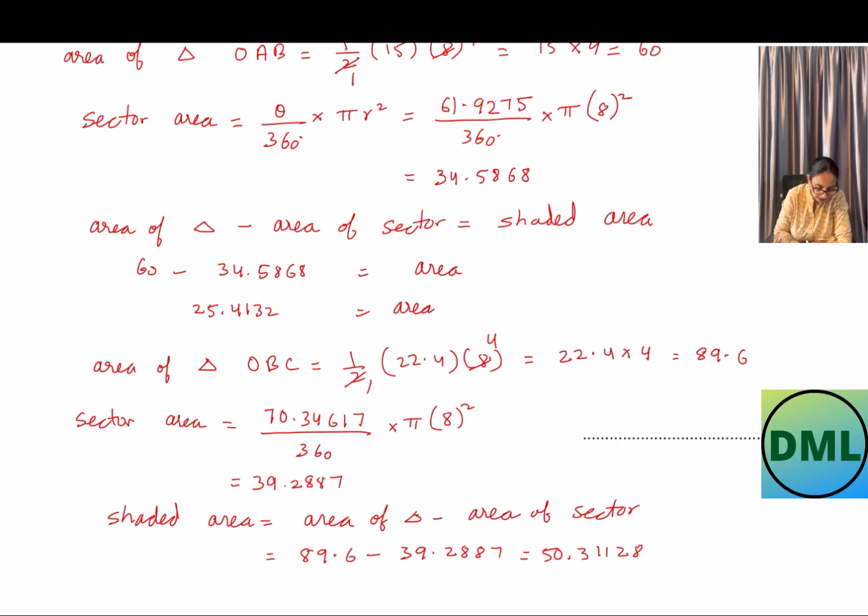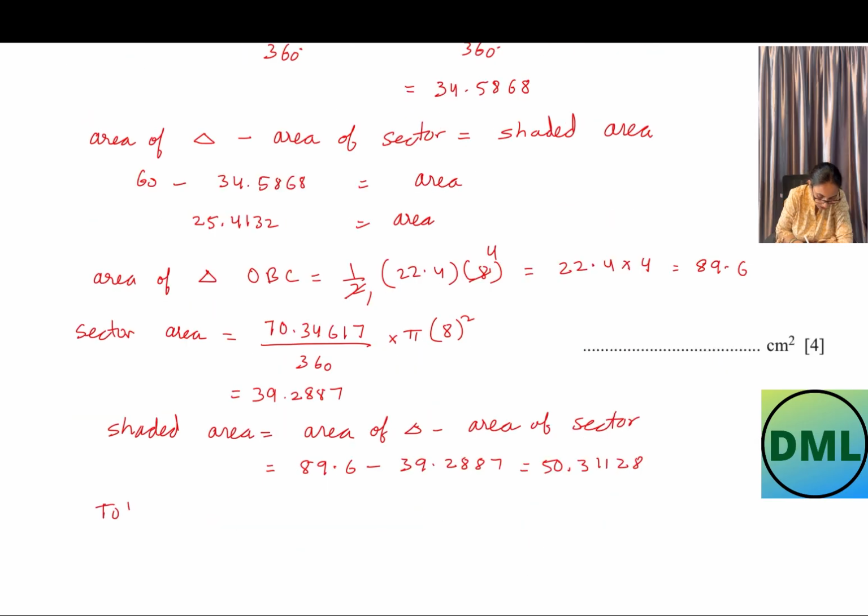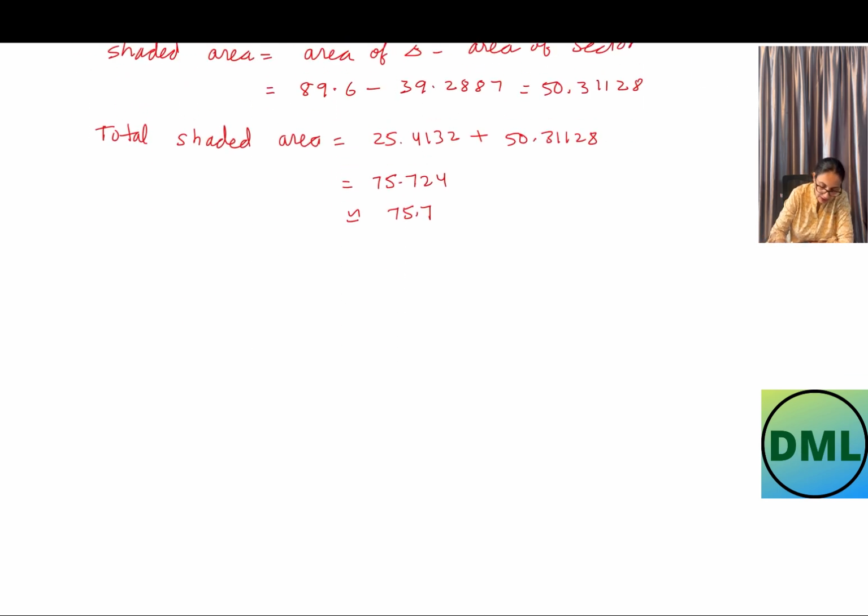I need to calculate the total shaded area. I need to add the area which I found in the previous part and the part here. Let's add them here. Total shaded area is given as 25.4132 plus 50.31128. If you add that, your answer will be equal to 75.724, which will be rounded off to 75.7. My area is given as 75.7 centimeter square. That will be my answer for this part.